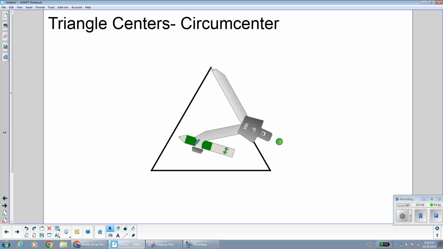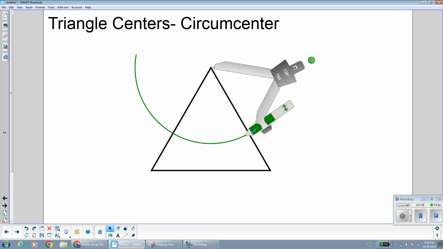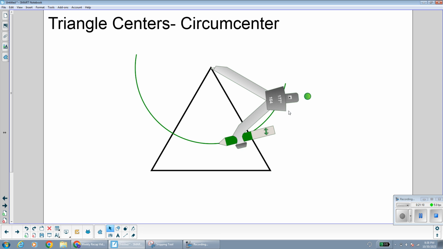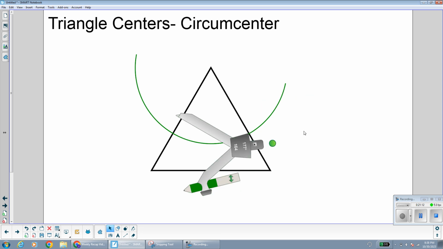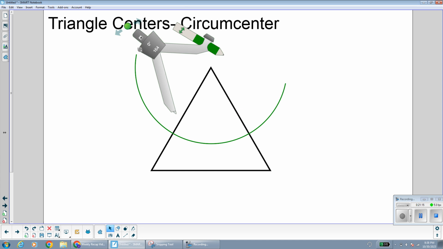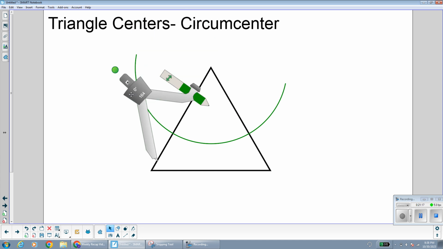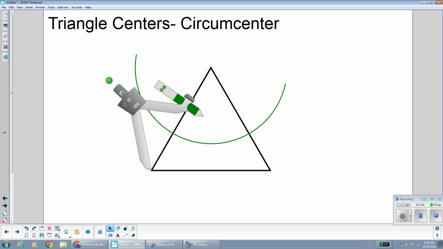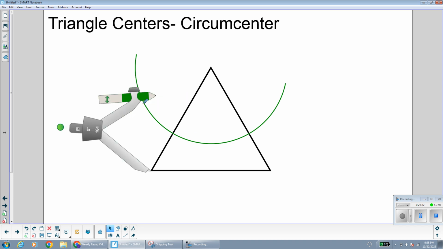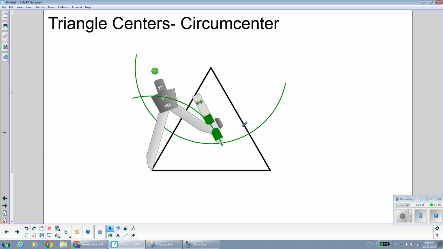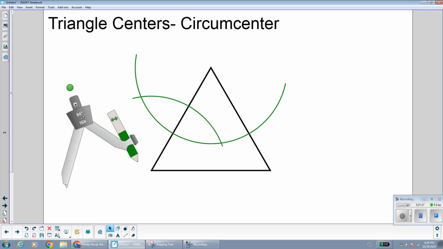Remember, open up about 3/4 of the way down. The exact measurement doesn't matter. Then I'm going to go over to the other endpoint. And I'm going to do the exact same thing. And there's my perpendicular bisector. Notice how it's cutting the side of this triangle in half.